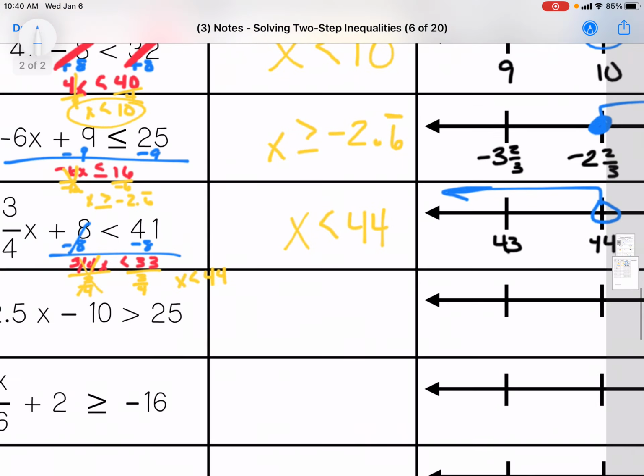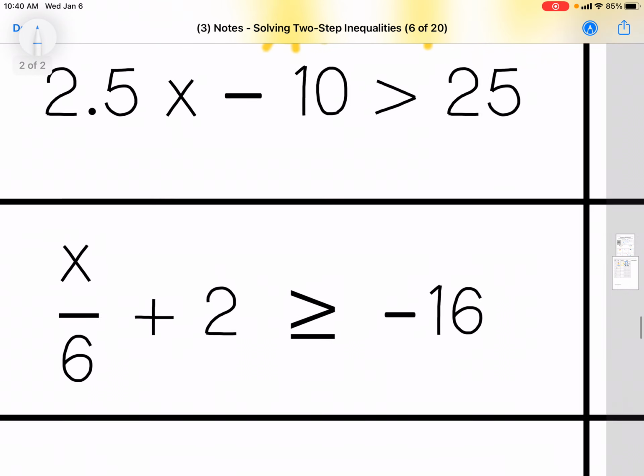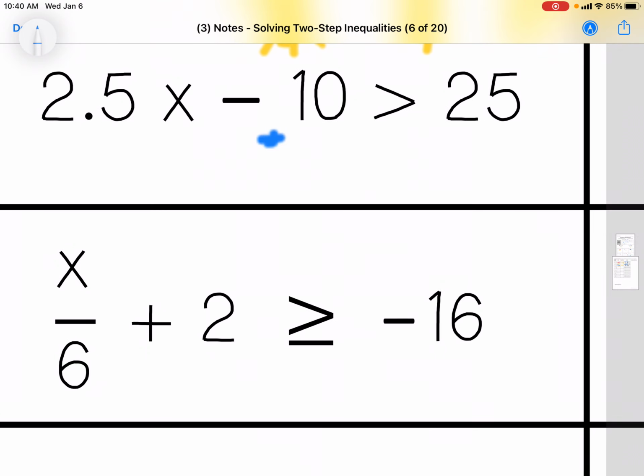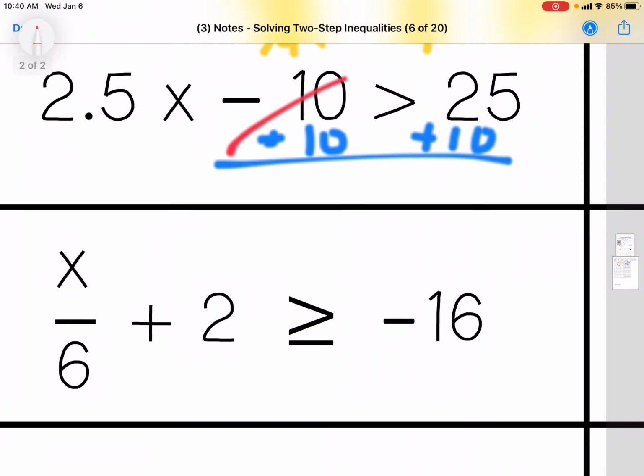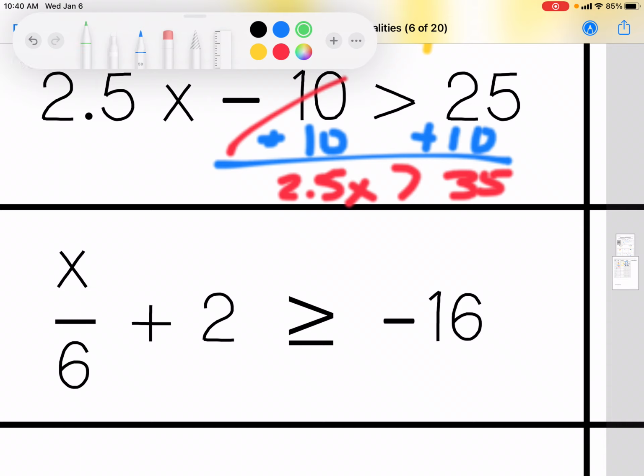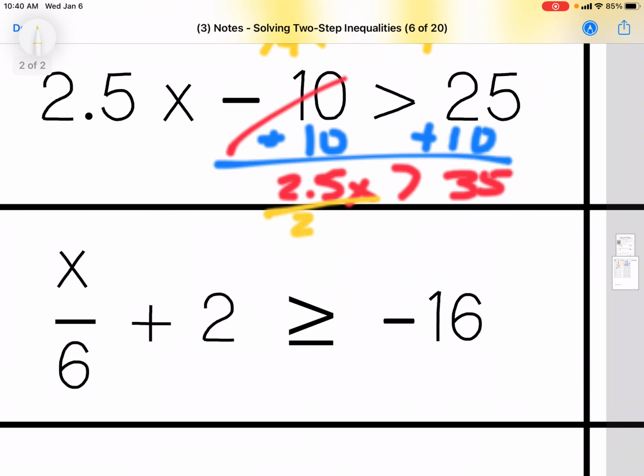Okay, all right. Number 5. Add 10 to both sides. Gonna get 2.5x is greater than 35. 2.5 times x, what is the opposite? Divide by 2.5. Those go away. You're left with x is greater than 14.